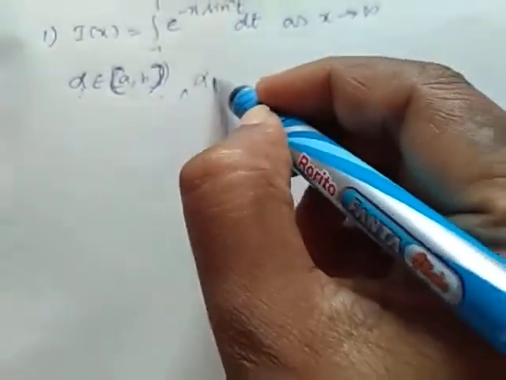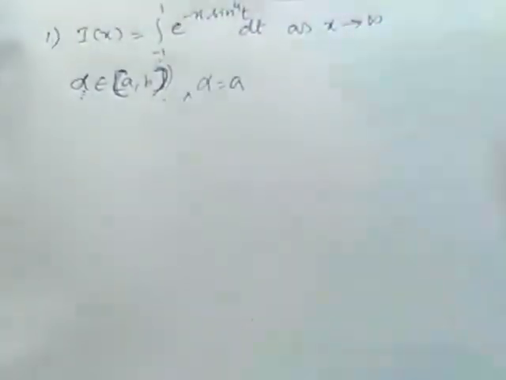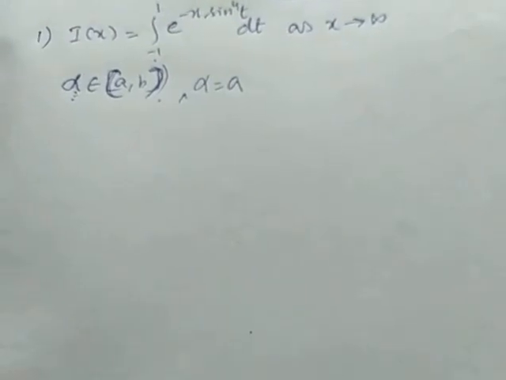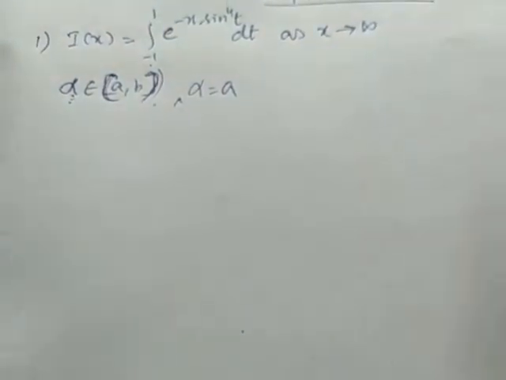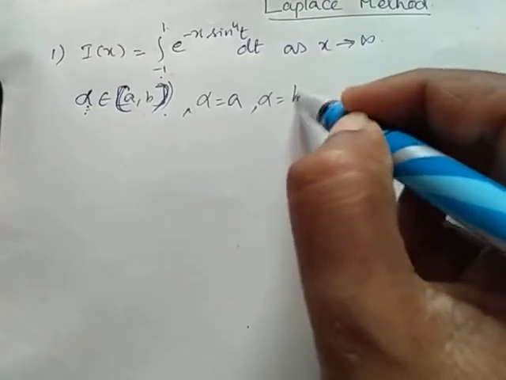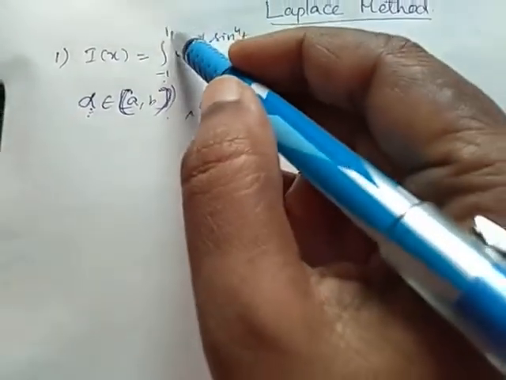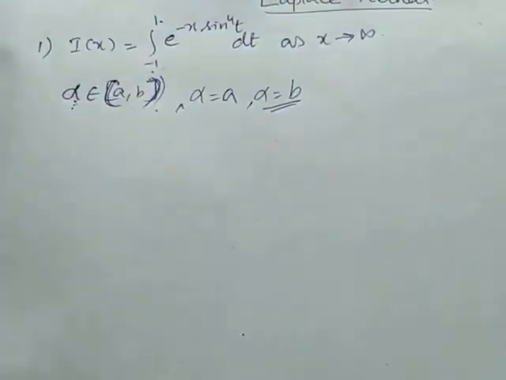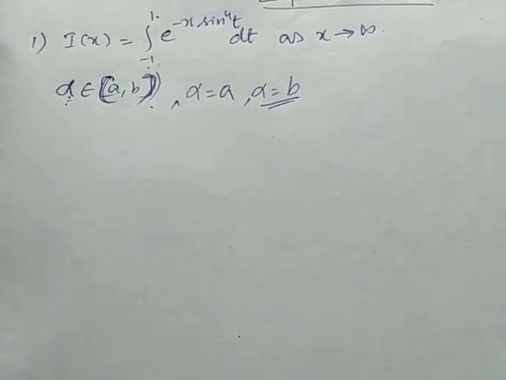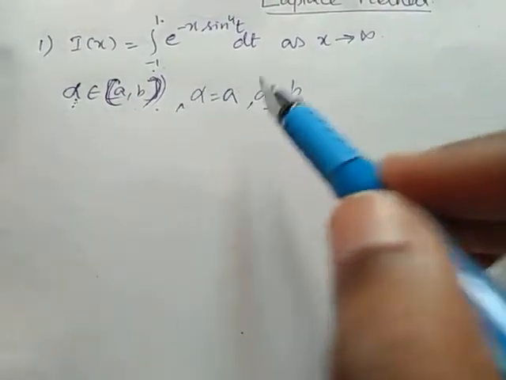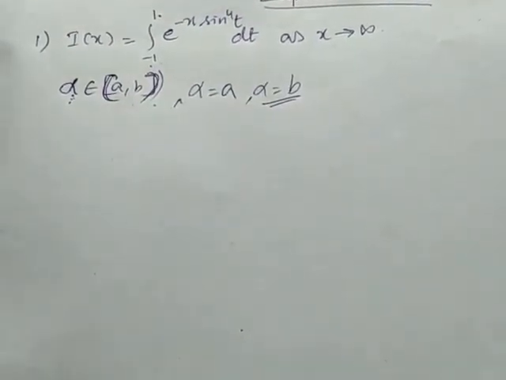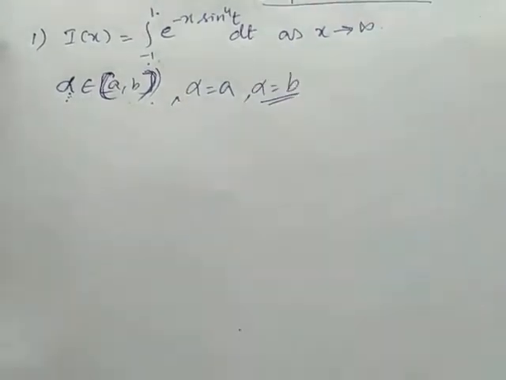And the second case, alpha is equal to a, that is the lower limit. At the lower limit we are having the maximum value. Or the third case, alpha is equal to b, where the maximum value we get at the upper limit. So using these three cases we will have three different solutions.